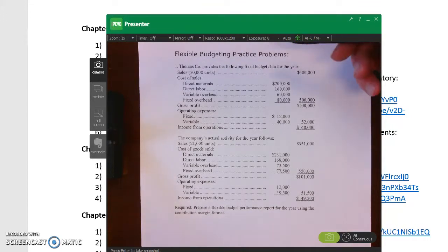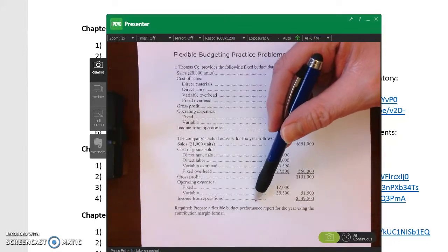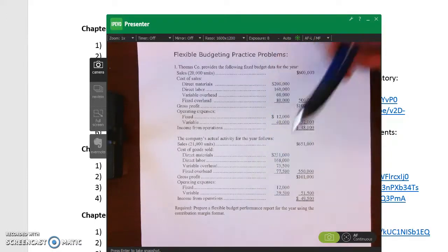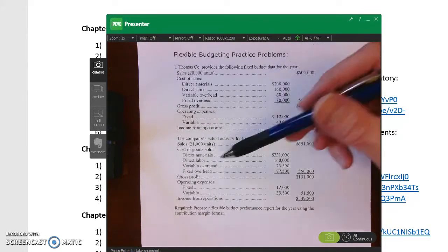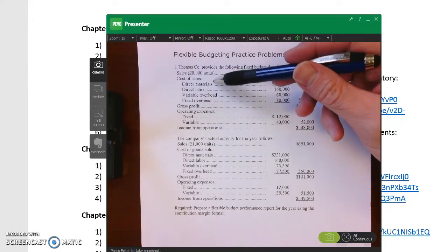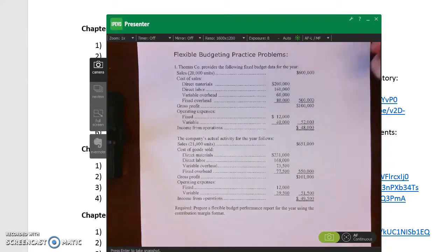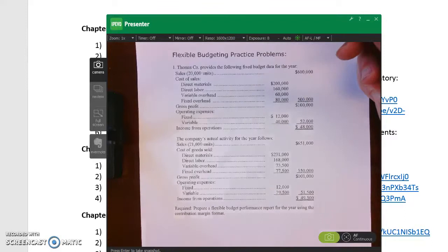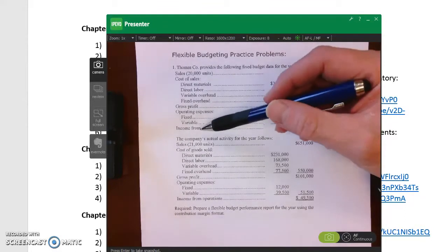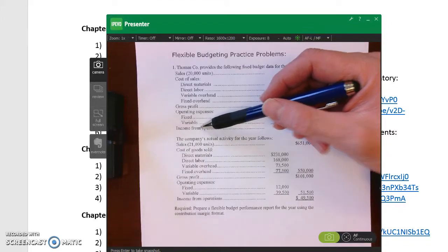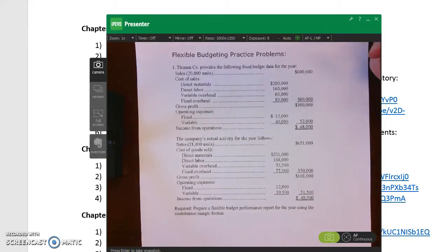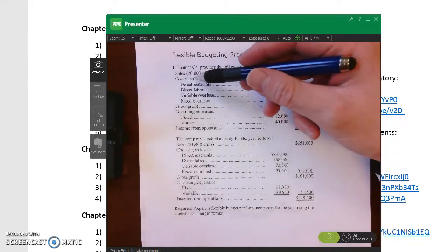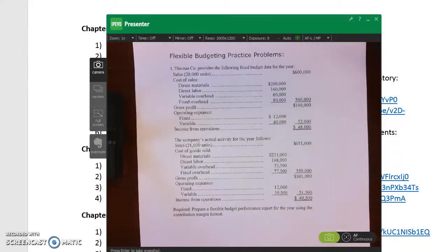Okay, so let's look at this first practice problem. So this one is going to develop a flexible budget performance report, okay, using our contribution margin format, which we don't have up here. So the contribution margin format would be our sales, less our variable cost gives us our contribution margin, and then less our fixed cost gives us our net operating income. Net operating income is the same as income from operations, okay?